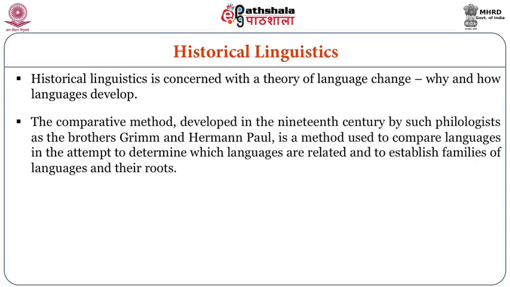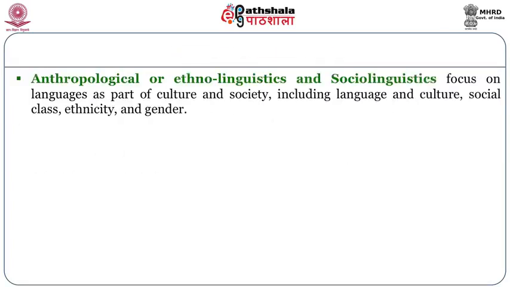The comparative method developed in the 19th century by such philologists as the brothers Grimm and Hermann Paul is a method used to compare languages in the attempt to determine which languages are related and to establish families of languages and their roots. We also have anthropological or ethno-linguistics and sociolinguistics that focus on languages as part of culture and society, including language and culture, social class, ethnicity, and gender.